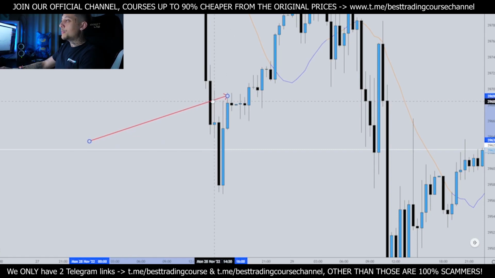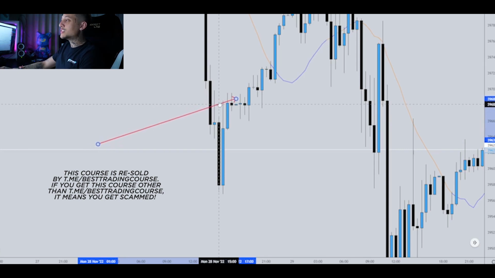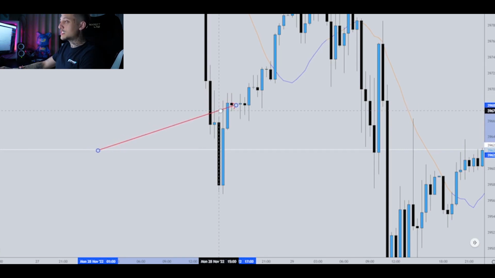Why? Because this is the highest high of the previous candlestick. Notice this candlestick did not close above. Now this is the highest high of the previous candlestick. Notice that this candlestick did not close above. Same thing goes over here.